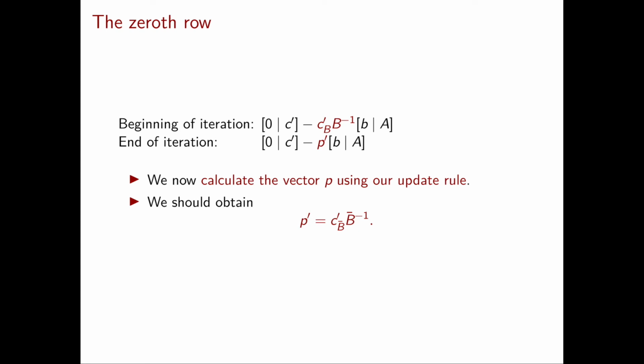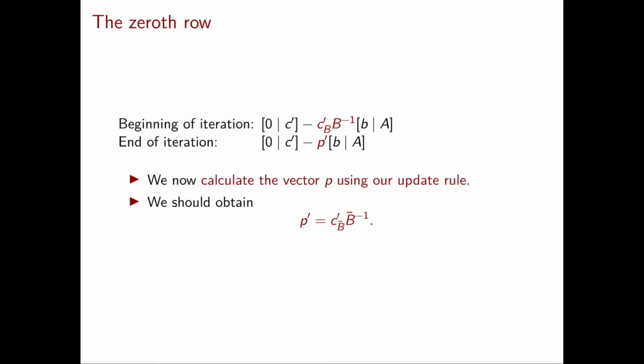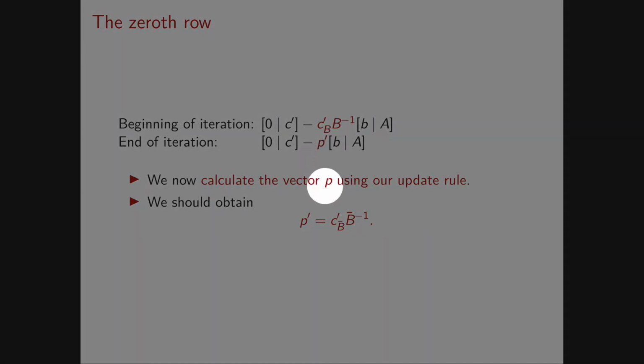At the beginning of our iteration, the 0th row is 0 C transpose minus CB transpose B inverse [b A]. And at the end of the iteration, it is 0 C transpose minus p transpose [b A]. What we have to do now is understand what p is using our update rule and check that we obtain what we should, namely C bar B transpose B bar inverse.